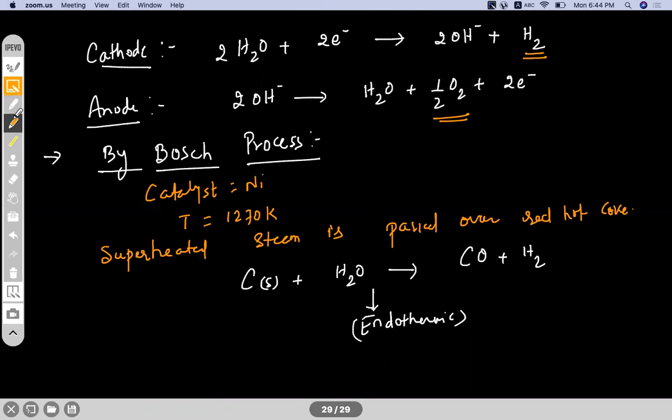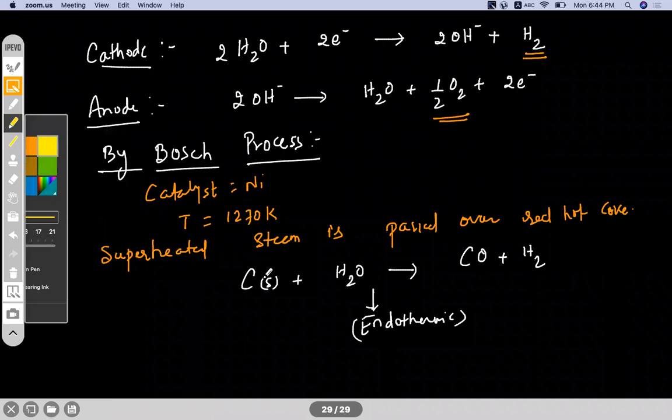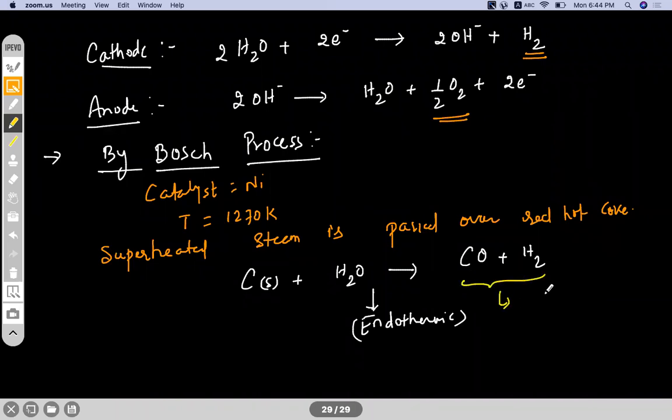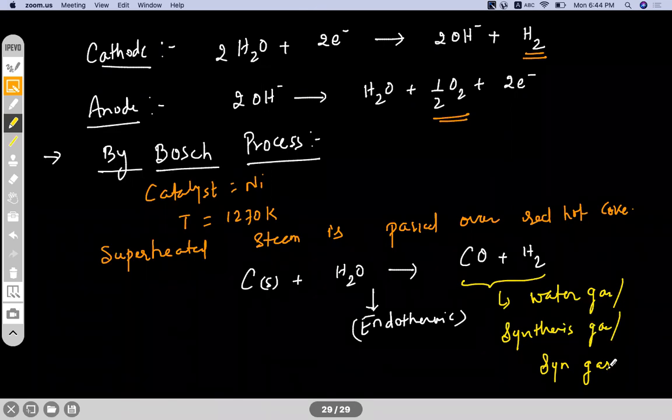This mixture of CO with hydrogen, we call it water gas. This mixture, important, is known as water gas. Water gas we also call synthesis gas or simply syngas. All are the same thing. Since CO is also present, it is an impure hydrogen gas, right? In order to get pure hydrogen, we need to remove this carbon monoxide, CO, right?